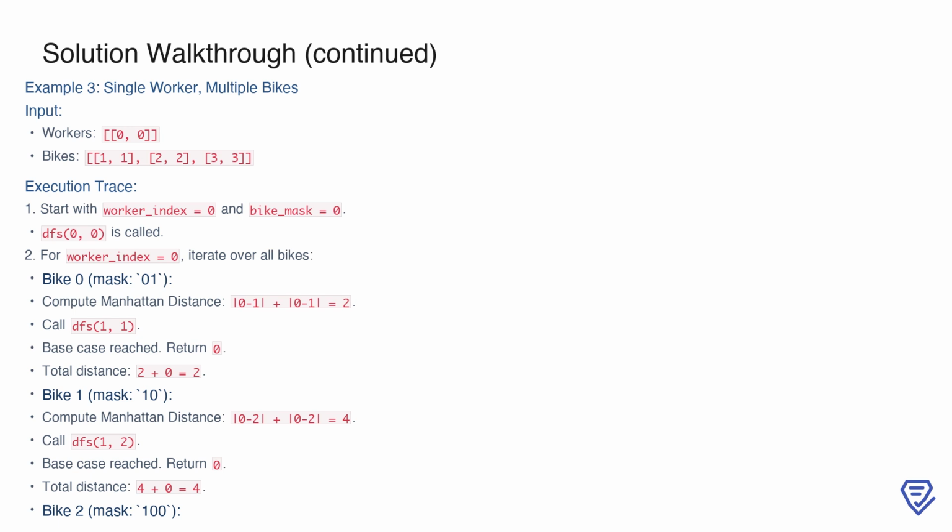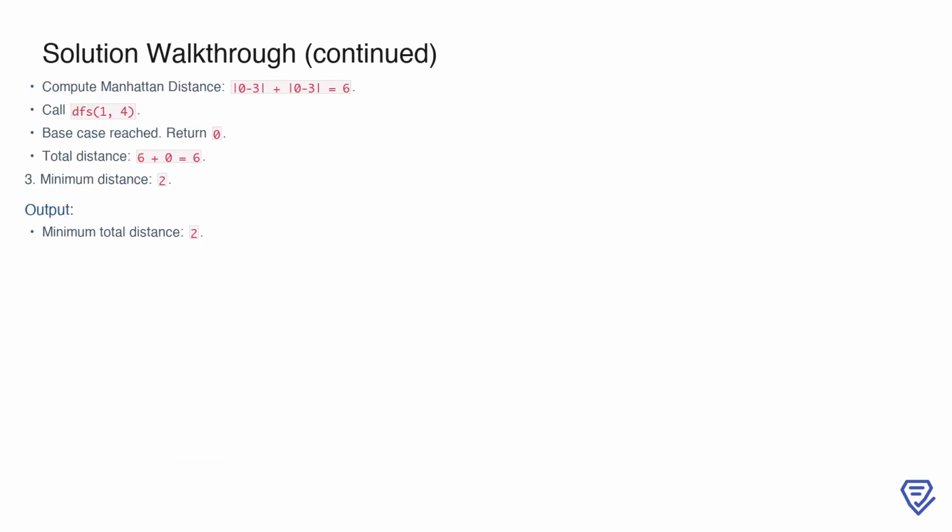Another recursive call is made, and the base case is reached, returning 0. The total distance for this assignment becomes 4 plus 0 equals 4. Finally, assigning bike 2 to the worker involves calculating the Manhattan distance. The Manhattan distance for assigning bike 2 to the worker is 0-3 plus 0-3 equals 6.